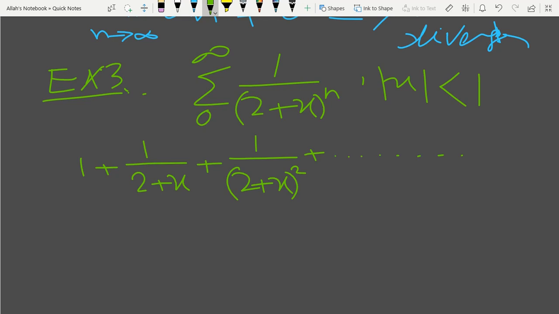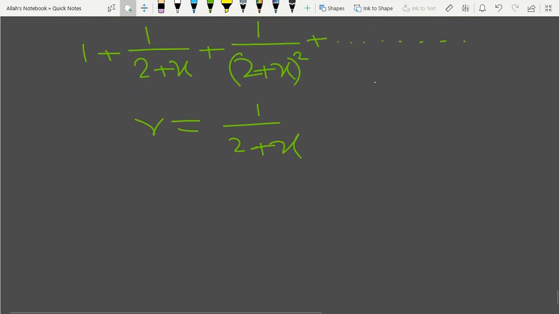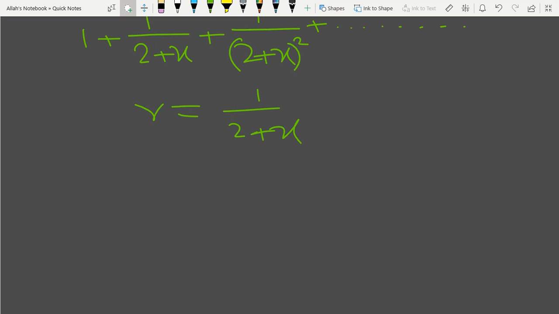So this is of course a geometric series with common ratio r, which is equal to 1 over 2 plus x. For convergence, the common ratio should be less than 1. So now we check whether it is less than 1 or not. If it is, then the series will be convergent, and we find the limit of the series. In a geometric series, the series is convergent if the common ratio is less than 1.